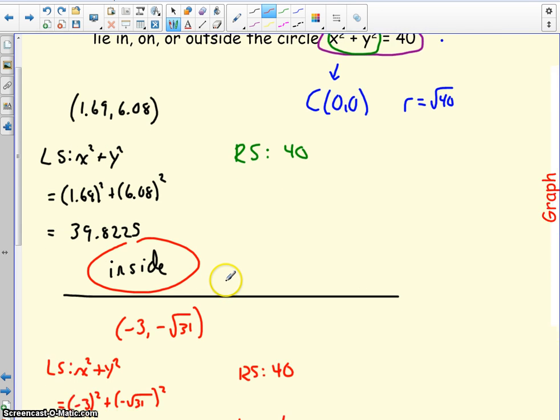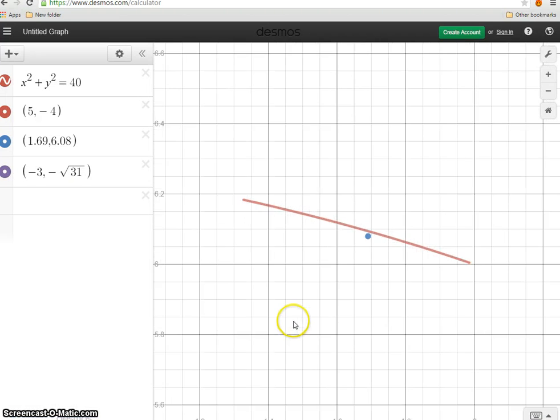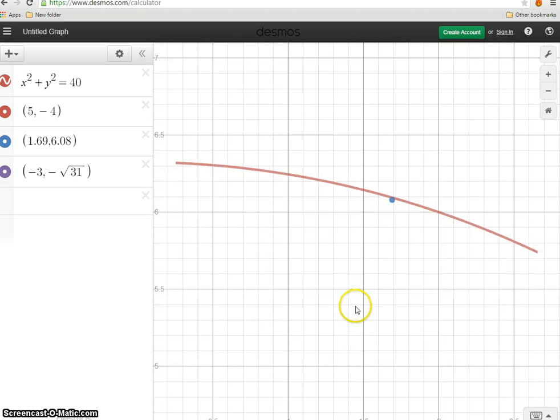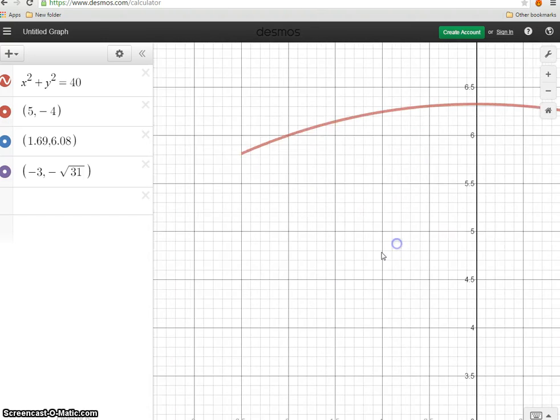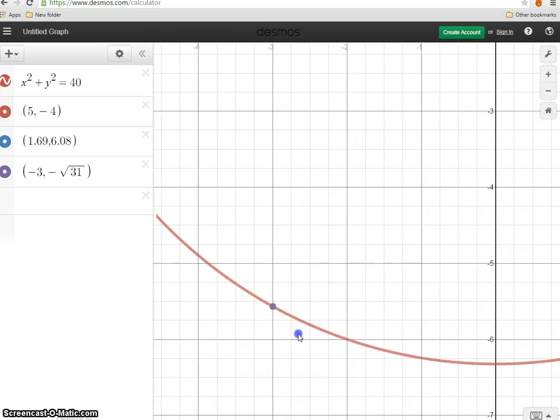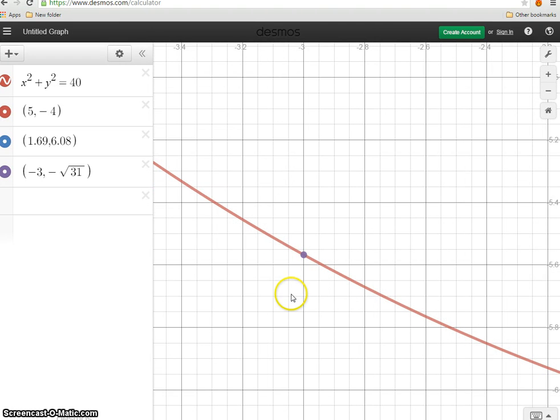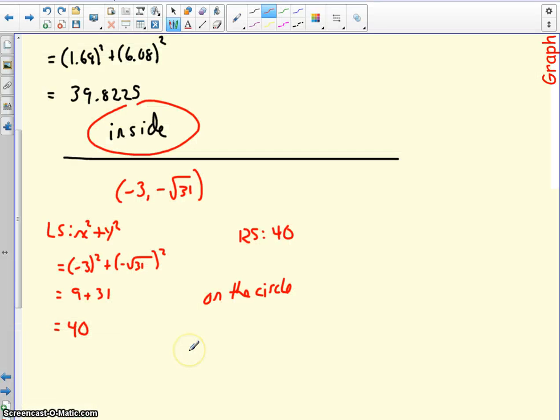For the last one, at (-3, -root 31), when I sub those values in for x and y and work through the algebra, I end up with exactly 40. That tells me it's on the circle, and let's confirm that with the graph. So (-3, -root 31), zoom out here, that would be a purple dot. Somewhere down here, there it is. The more you zoom in, you can see how this point is exactly on the circle, not inside or outside. So that's a way you can tell just by doing a left side, right side check and comparing the two.